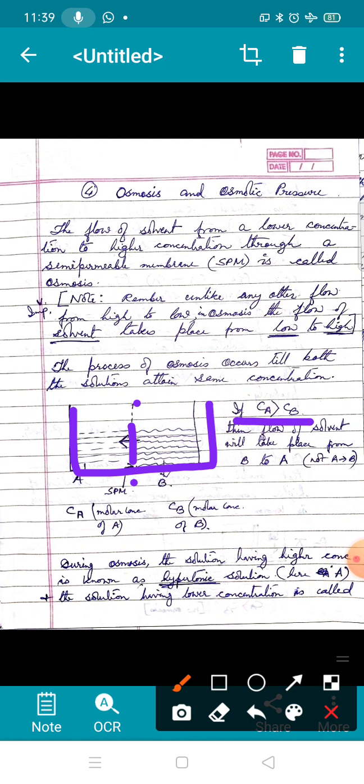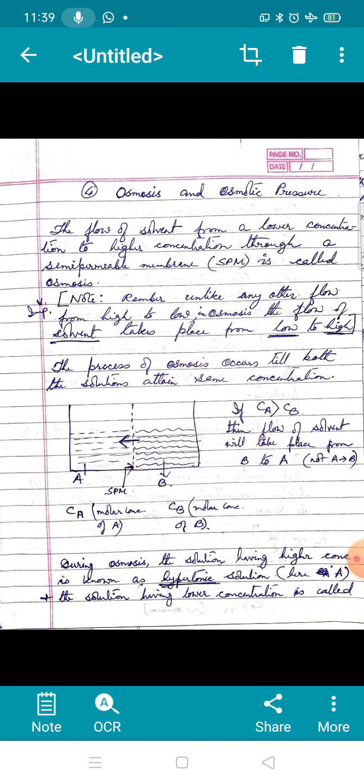So as per the concept of osmosis, from where to where will the solvent flow? And one more thing you have to remember: it is not the solute which flows, it is the solvent only which flows. Since the concentration of B is less, solvent from B will move towards A, as you can see in the diagram. So this is called osmosis.